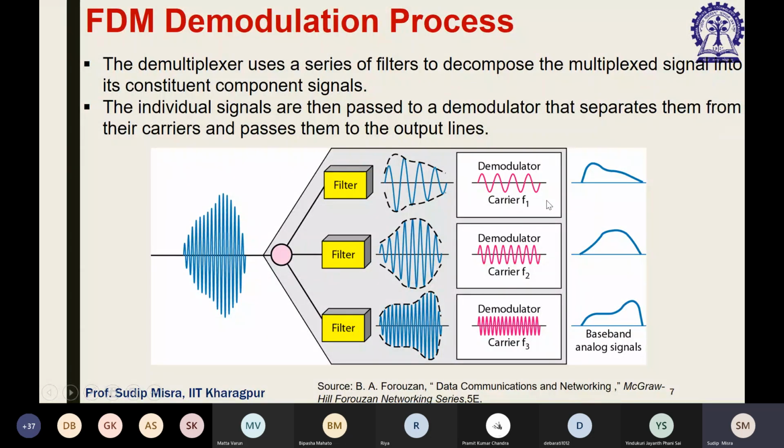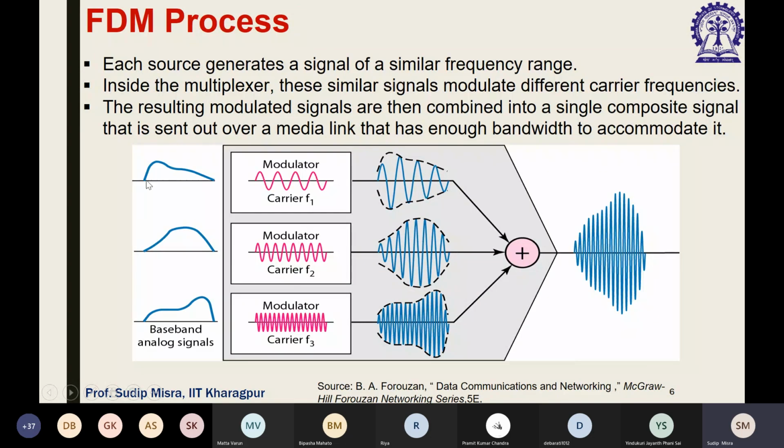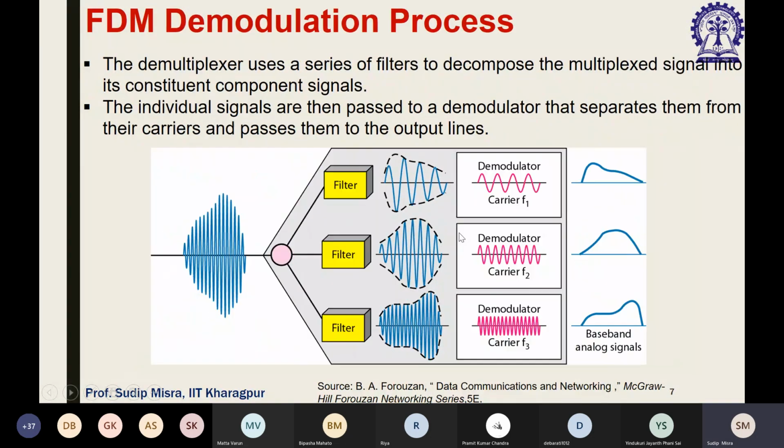I hope that this particular concept is clear to all of you. So you see the signal components that we had received individually, all these input signals, through this particular process, we are going to separate them out. And then they are going to be sent through the separate output lines. Is this clear?